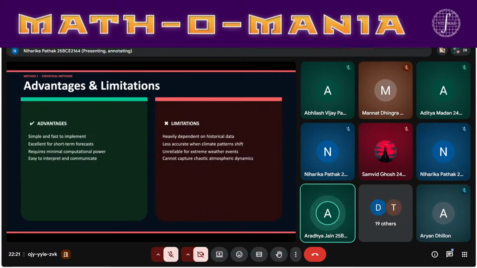We see the advantages of the statistical method is that it's very simple and fast, right? We are not using any physics laws, we are not using any complex partial differential equations. It's very simple and very fast. So it's very easy to implement, and it's excellent for short term forecasts.